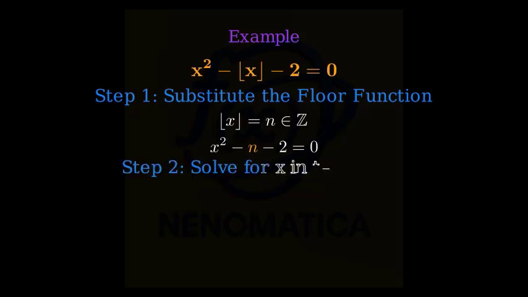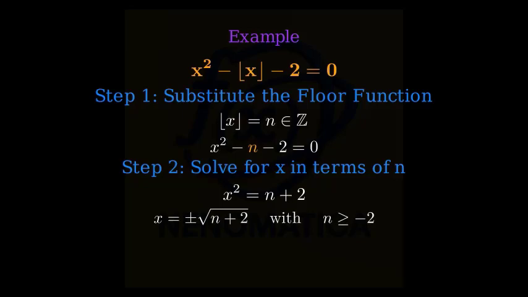Step 2. Solve for x in terms of n. From x squared minus n minus 2 equals 0, we have x squared equals n plus 2. So x equals plus or minus the square root of n plus 2. Since a square must be non-negative, we also require n plus 2 at least 0, which means n is greater than or equal to negative 2.